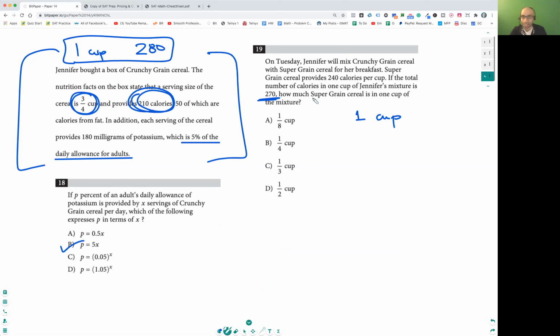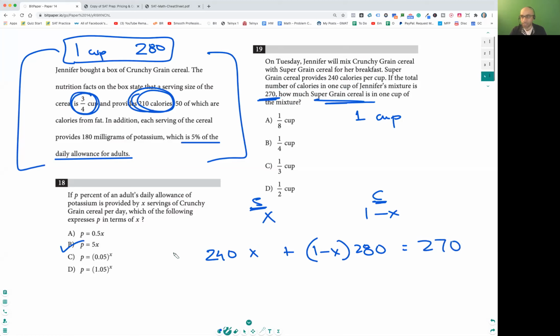Okay, so they're asking you how much super grain is in the cereal, right? So super grain cereal is x, right? And there's 1 cup, so super grain is x, and then this other guy, the crunchy grain, is 1 minus x, right? And now it's easy. All you're going to do is, how much is the super grain? It's 240. 240x. Yes, good, Rosie, you got it. So 240x plus how much is the crunchy grain, right? So 1 minus x times 280. And that is equal to 270.